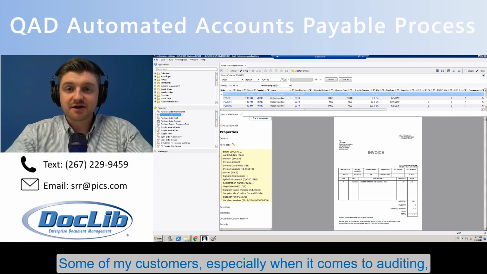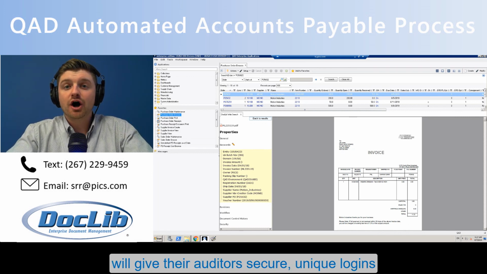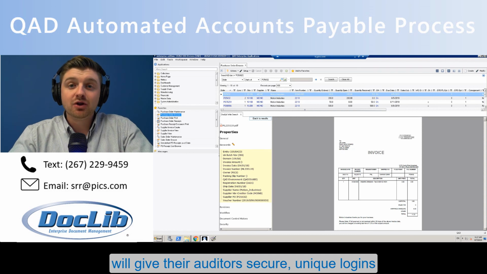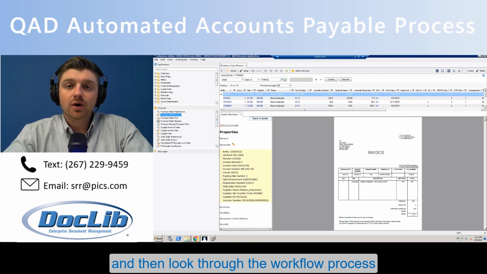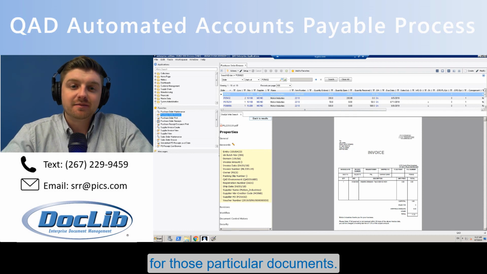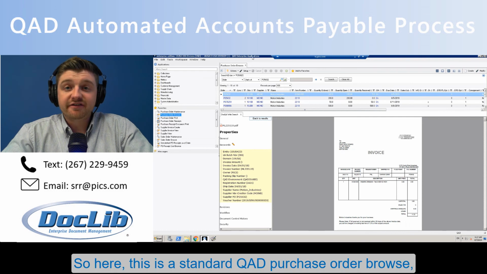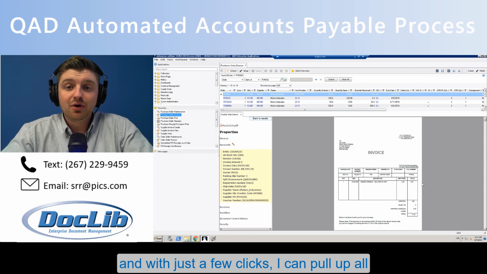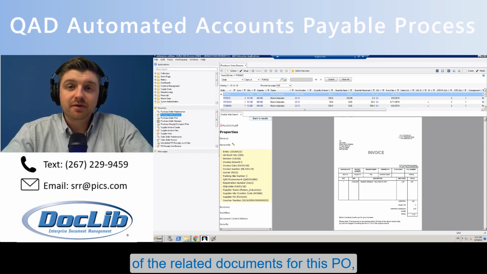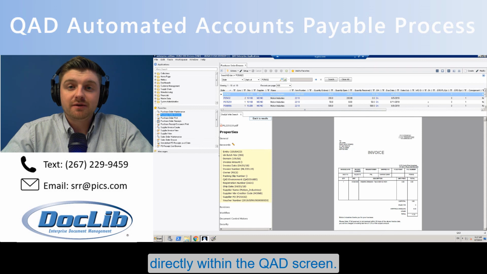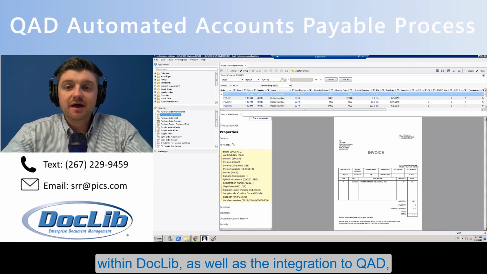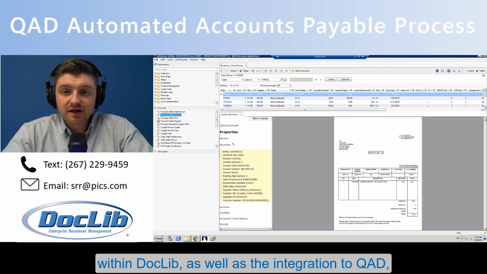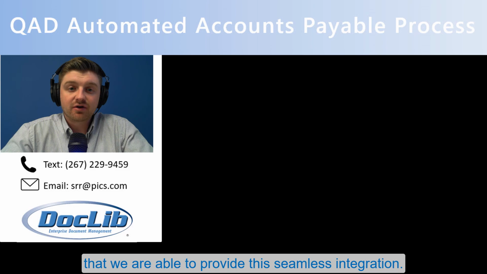Some of my customers, especially when it comes to auditing, will give their auditors secure, unique logins to go in and do their random searches of documents and then look through the workflow process for those particular documents. So here, this is a standard QAD purchase order browse, and with just a few clicks, I can pull up all of the related documents for this PO directly within the QAD screen. It is because of the accuracy of this data stored within DocLib, as well as the integration to QAD, that we are able to provide this seamless integration.